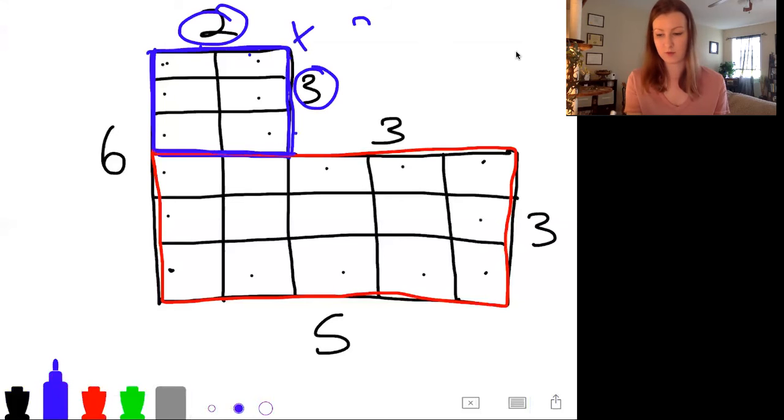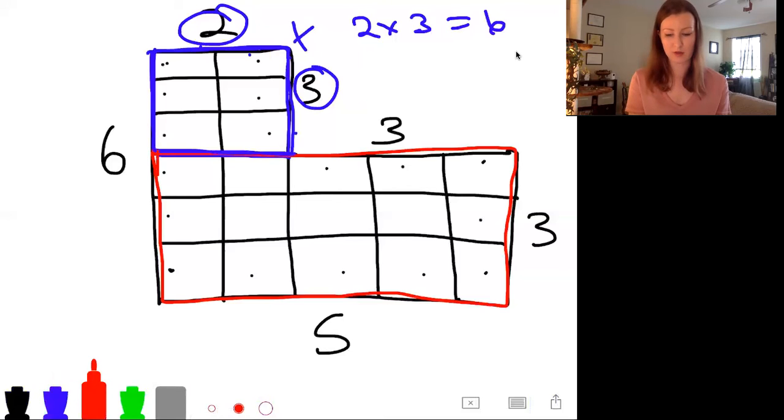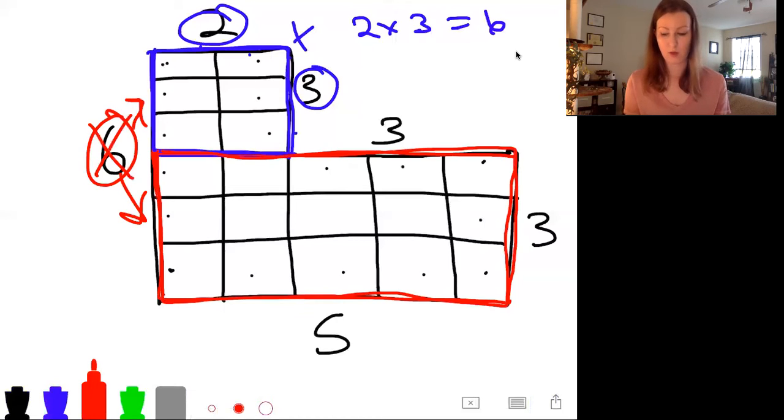2 times 3 equals 6. Now we're going to go down to this bottom shape. We've got to count the bottom and we've got to count the side. We're not going to mess with this shape because it includes both. But since this shape is separate, we are going to count these 5 and these 3. So these are the two numbers that you need.